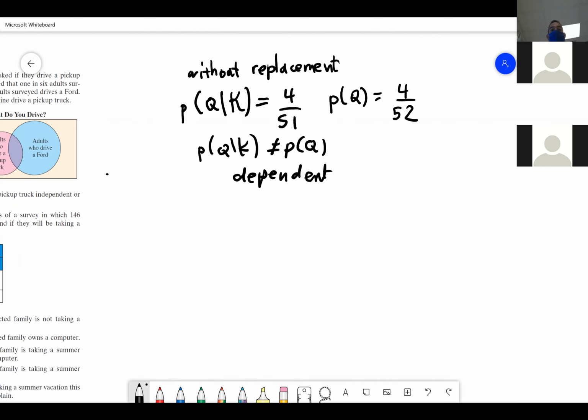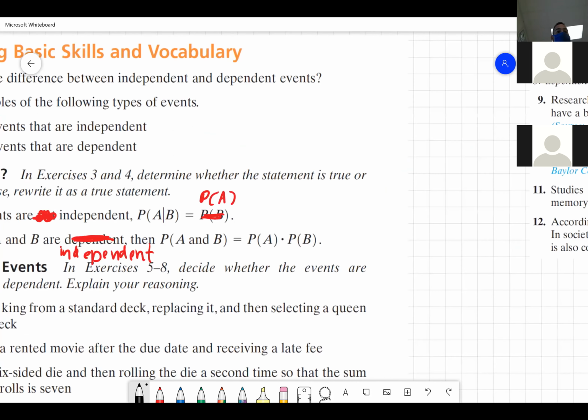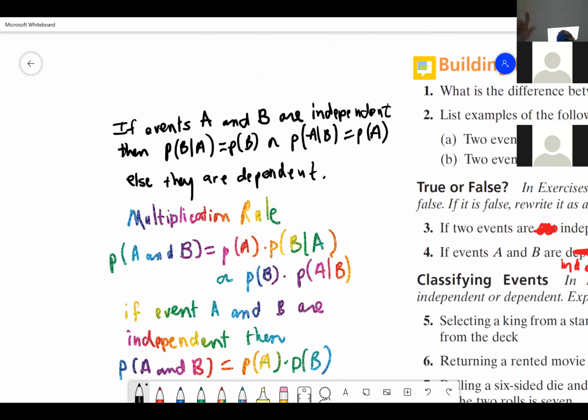And that's where the rule that we write at the beginning comes in. If events A and B are independent, then this is true. If it's not true, then they are dependent.